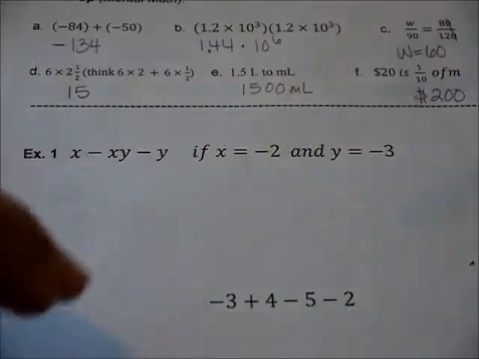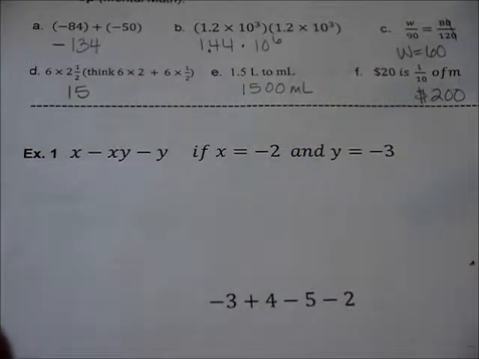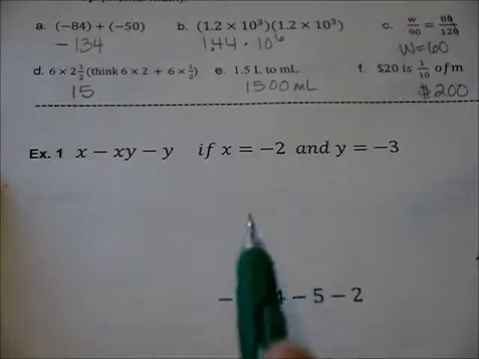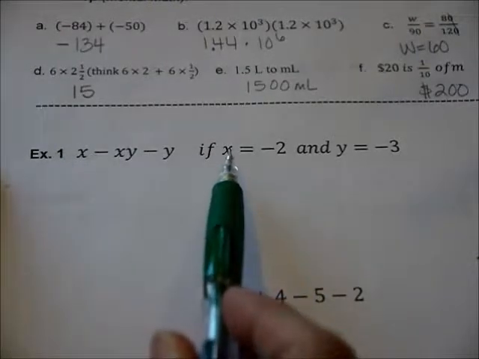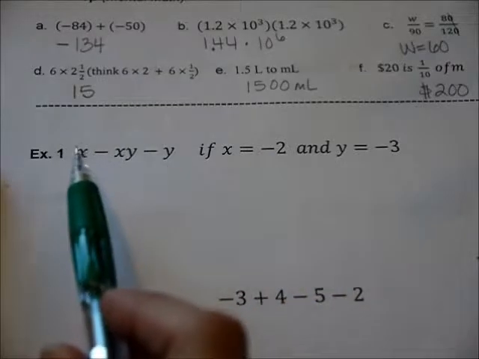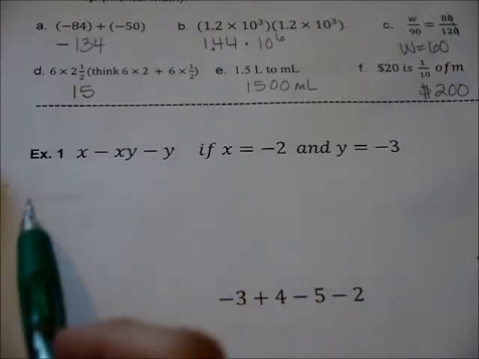This lesson is review of some sort. We're just going to take what we've already learned and we're going to use negative numbers. Okay, we're evaluating, where you're given a statement or an expression and you're going to plug in values for the variables that we are given.